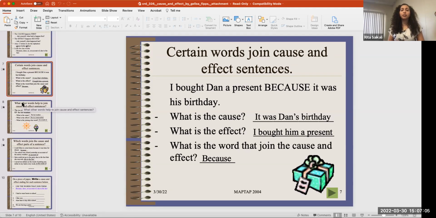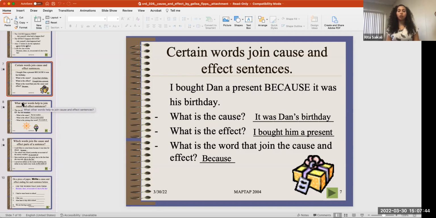All right, certain words join cause and effect sentences, like because, right? I bought Dan a present because it was his birthday. So what was the cause? What was the first thing that happened? Dan's birthday, right? I bought Dan a present because it was his birthday. The effect, what was the effect? I bought him a present. So Dan's birthday has to happen, number one. And number two is you bought a present. So as a result, because if it wasn't his birthday, you wouldn't have bought him a present, right? So that's that. What is the word that joined the cause and effect? Here in this case, it is because.